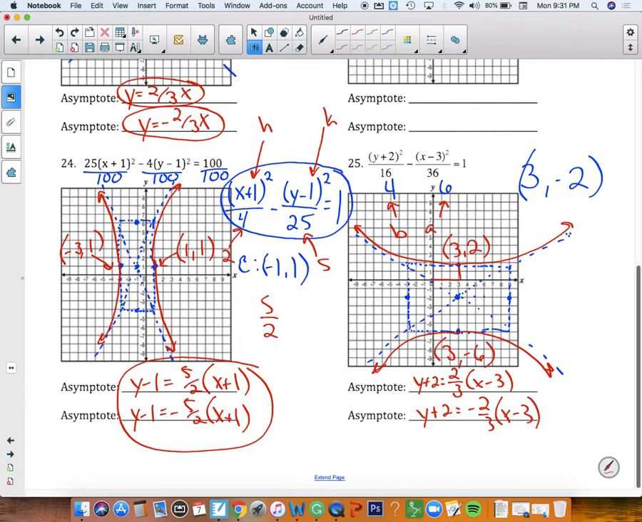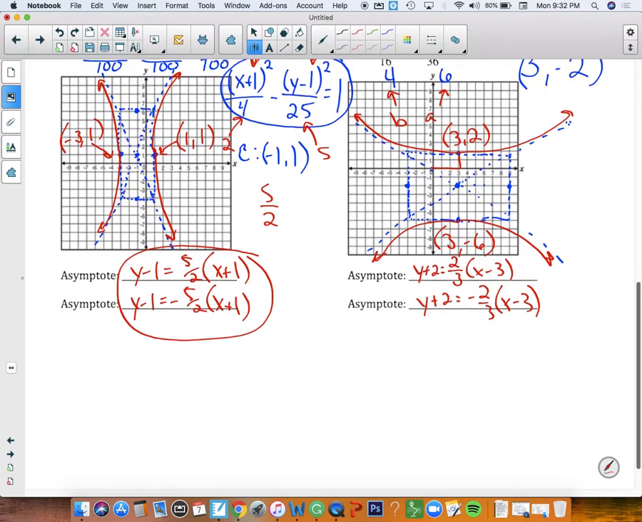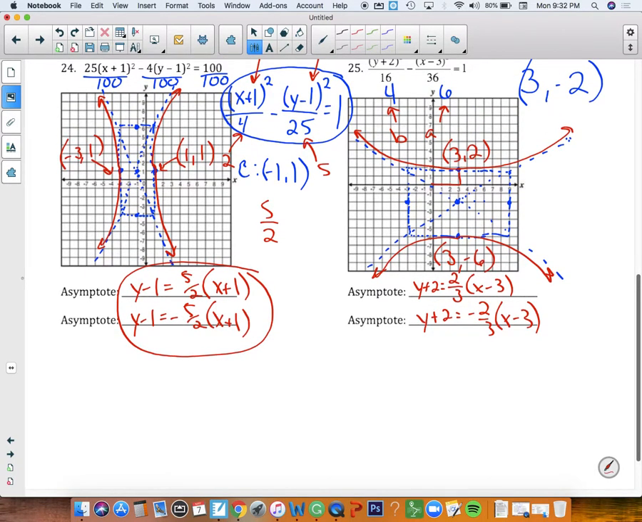That is the hyperbola section. All right, so these are just kind of a lot of things to look at, a lot of things to remember, but they're not overly difficult. You just have to kind of remember when to do what.